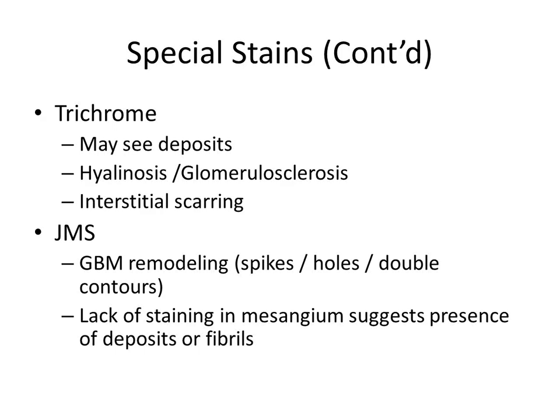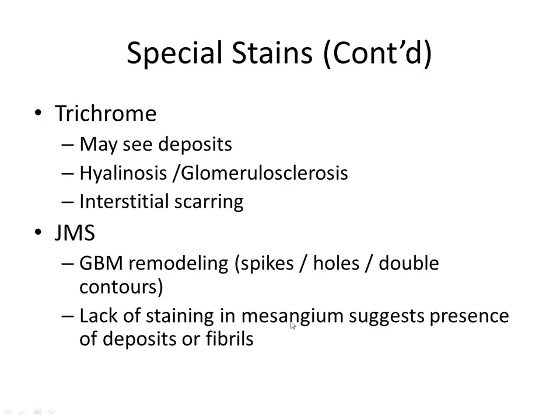So make sure you have a good Jones stain before you start trying this on your own. But the remodeling that we're going to talk about are spikes of glomerular basement membrane material, holes, which are representing encircled deposits, and then double contours, which is also going to be a response to immune complex deposits. And we'll look at some of these examples as we go through this set of panels.